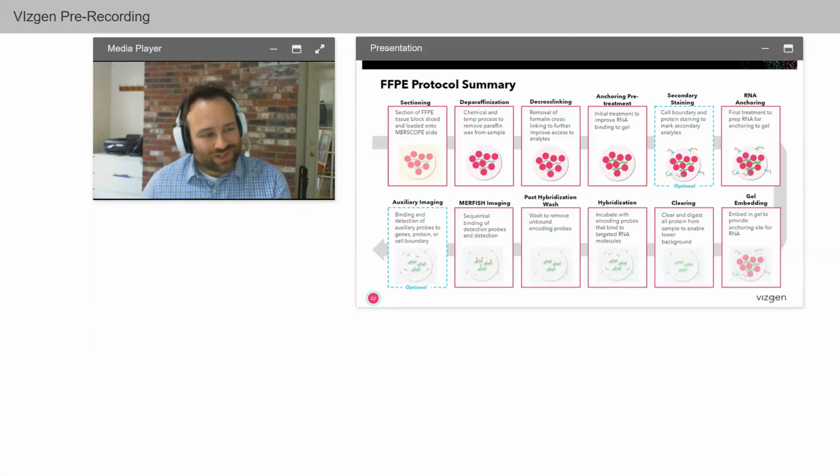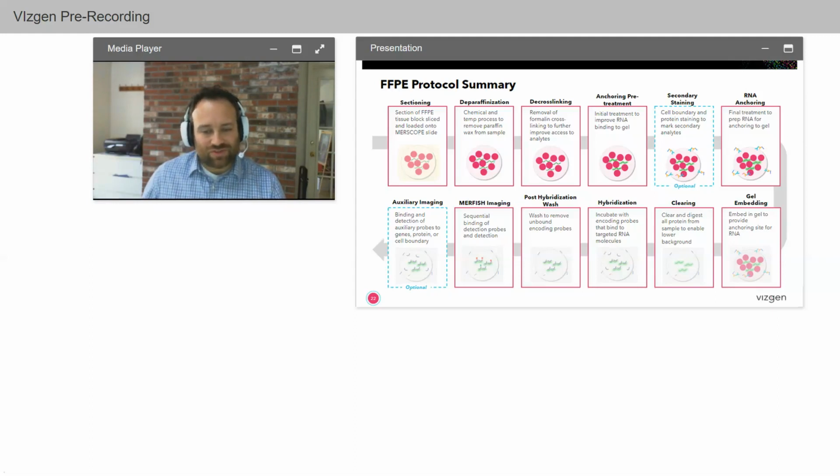Here, again, I want to stress that we have secondary staining. This is where we can use that protein staining within the FFPE workflow to generate that multi-omic data. This is completely optional. It includes the cell boundary staining and the protein staining to mark those secondary analytes. Following this step, we move into RNA anchoring. This is a final treatment to prep the RNA for anchoring to the gel.